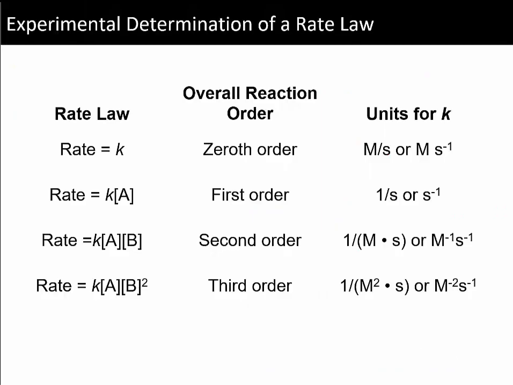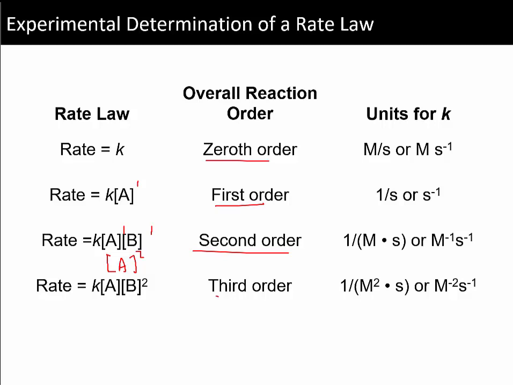So looking at your overall reaction order, if you're 0th order, your rate law is going to be rate is equal to K. And the units are going to be molar per second, or molar times seconds to the minus 1. If you are first order, your rate will be K times A to the first power, and your units are going to be seconds to the minus 1 or per second. If you are second order, your rate's going to be K times A to the first times B to the first, or it could be A squared, right? Either one is going to give you the same thing. And that's going to give you units of 1 over molar per second, or molar to the minus 1 seconds to the minus 1.